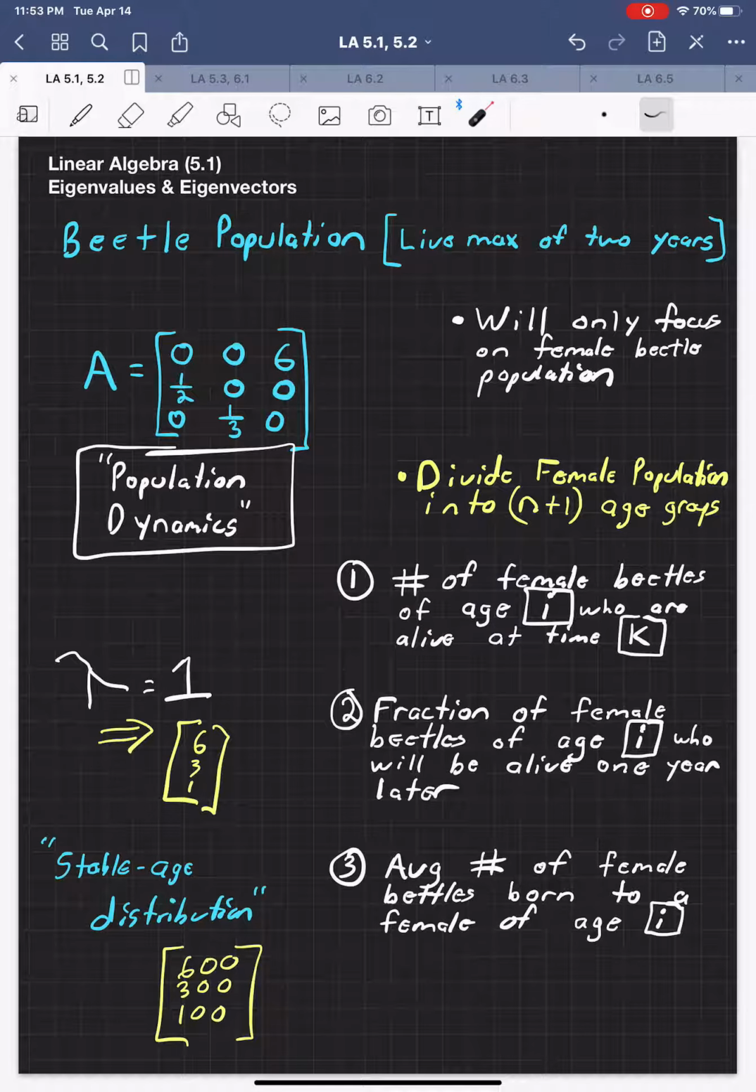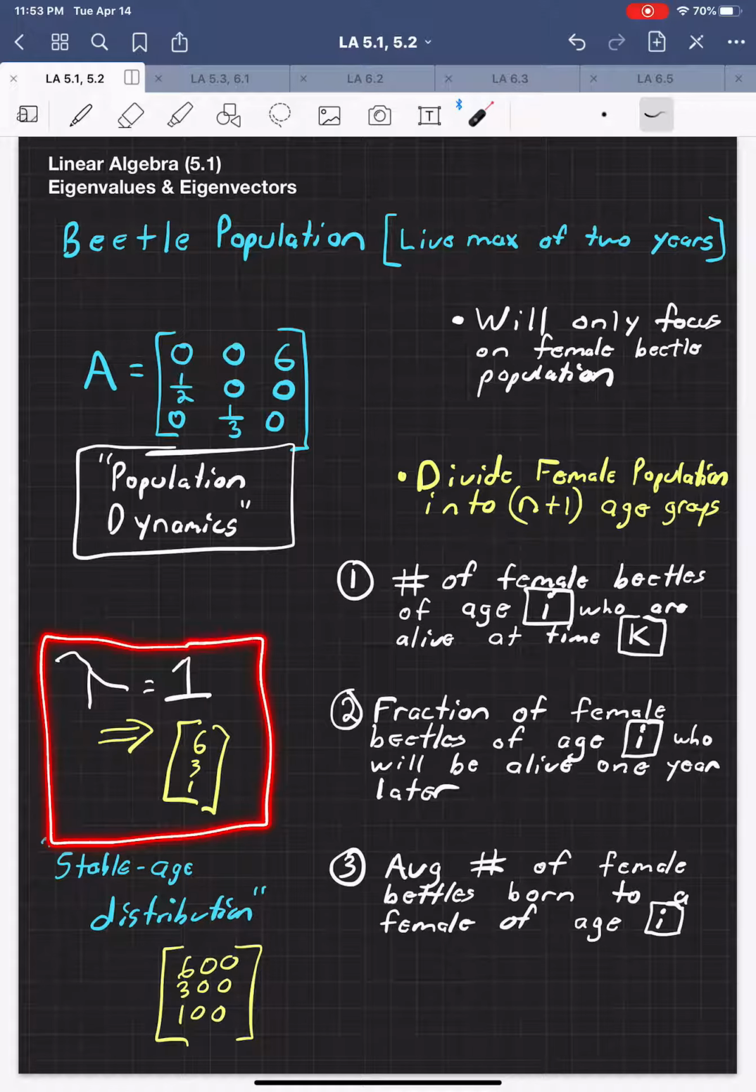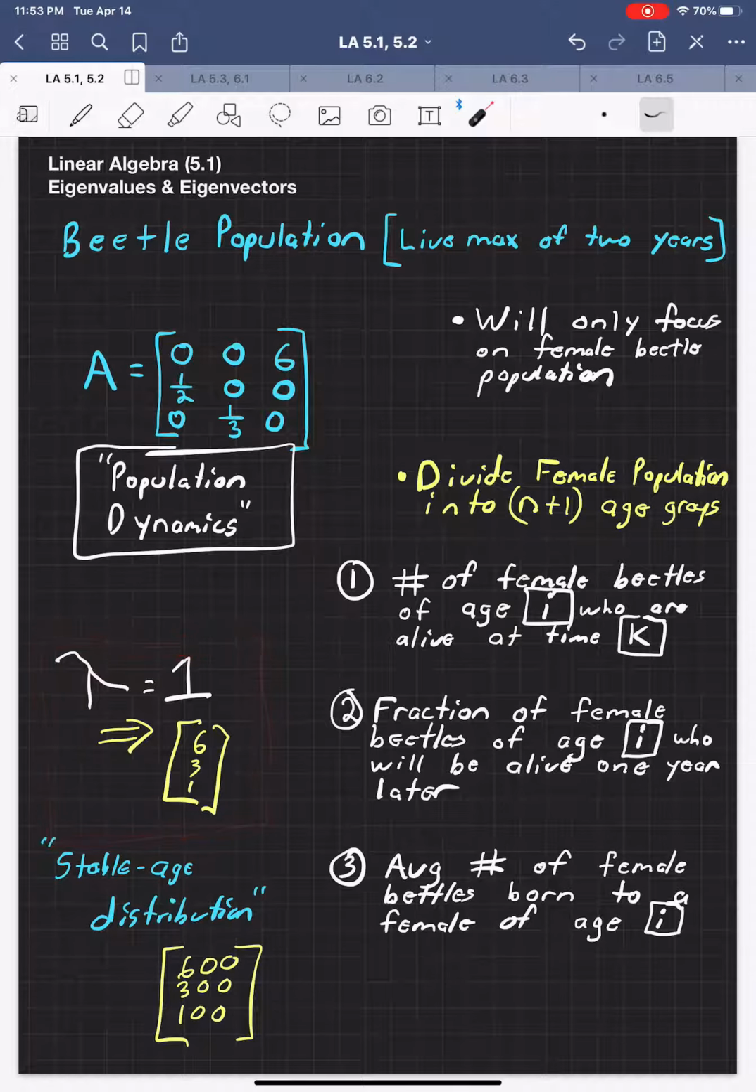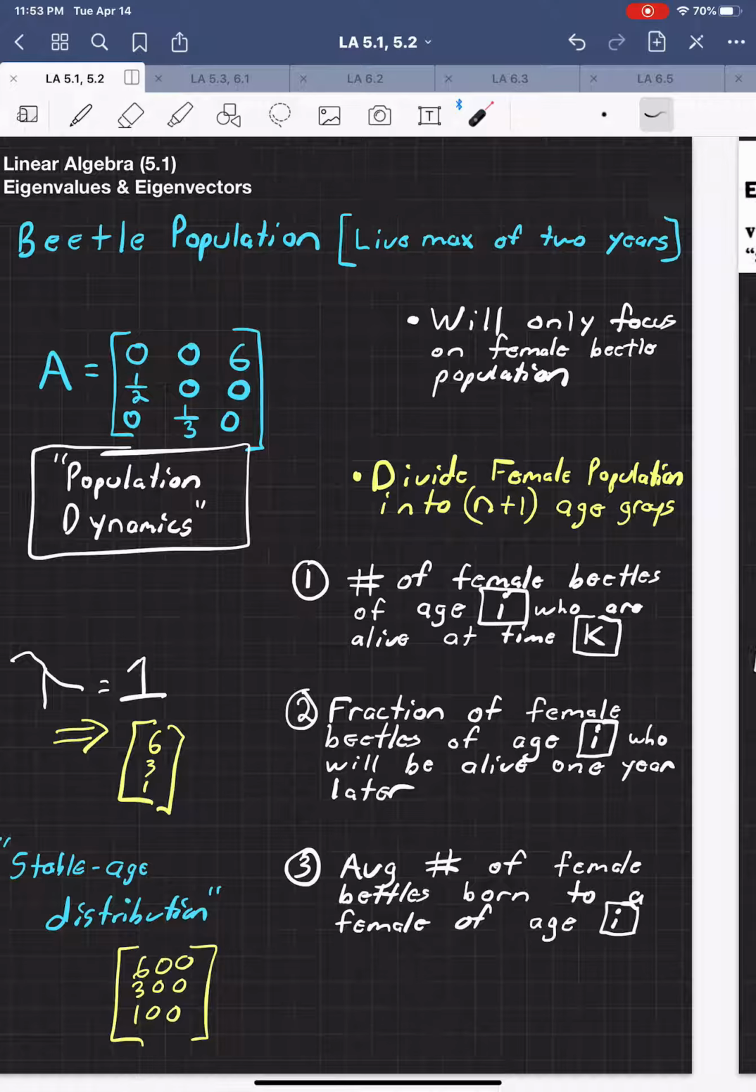So this is just one of many applications of eigenvalues and eigenvectors, dealing with population dynamics. Our question right now is twofold. One, what is the definition of an eigenvalue or an eigenvector? And then, how do I actually calculate it? Okay, so let's start with the first.